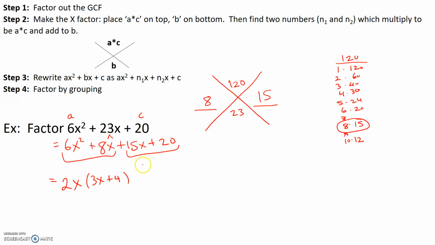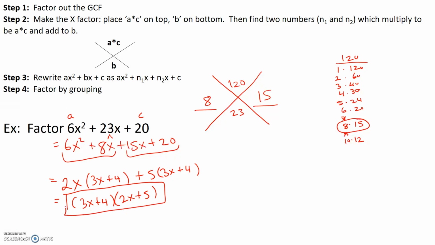Between 15x and 20, the greatest common factor is 5. 15x divided by 5 is 3x. 20 divided by 5 is 4. There's a common factor of 3x plus 4, which we can factor out. And our answer is 3x plus 4 times 2x plus 5. And once again, I will leave you to check this to verify that it's correct.